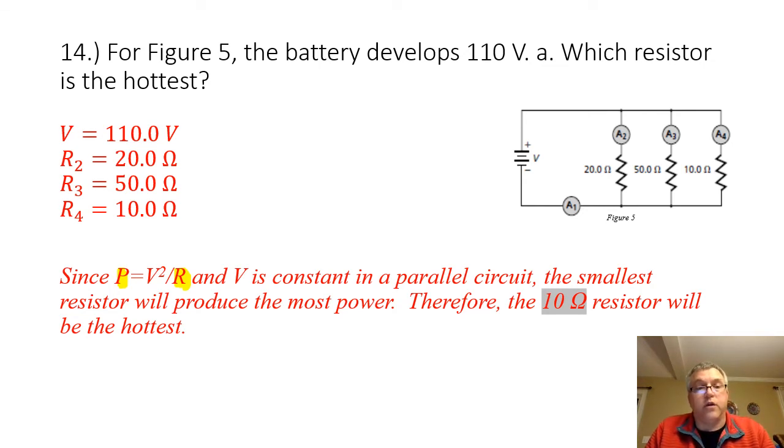So in order to get the greatest value possible for power, I need to use the smallest resistance possible. So now the smallest resistor is going to run the hottest, because that's going to give me the most power. So now the 10 ohm resistor will be the hottest.